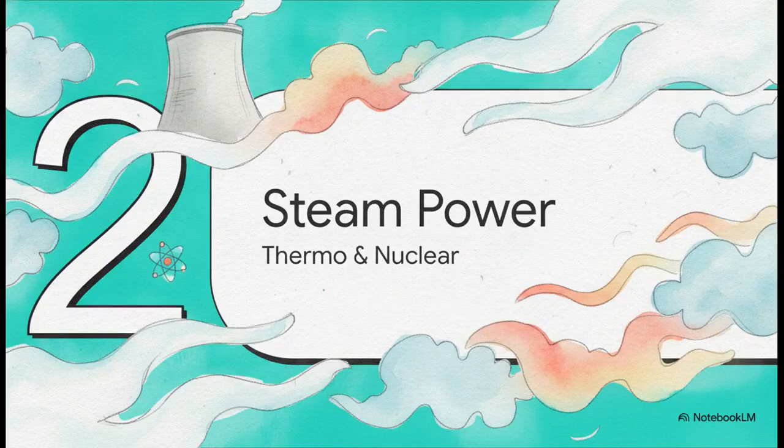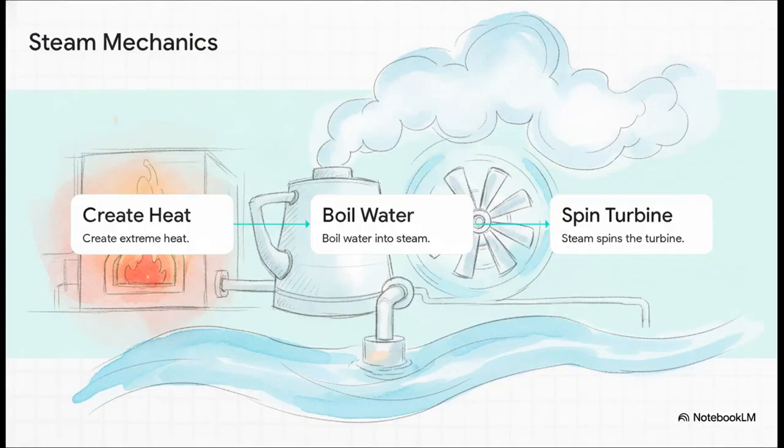Moving on to section 2, steam power, thermoelectric, and nuclear. Now, instead of relying on the weather to push the turbines, these plants use heat. The mechanics here are slightly different, but remember, they still strictly follow Faraday's rule. Step 1, create extreme heat. Step 2, use that heat to boil water until it turns into really high-pressure steam. Step 3, that incredibly fast-moving steam shoots out and spins the turbine.